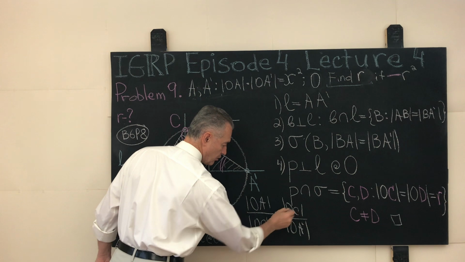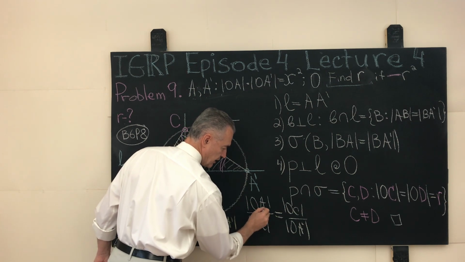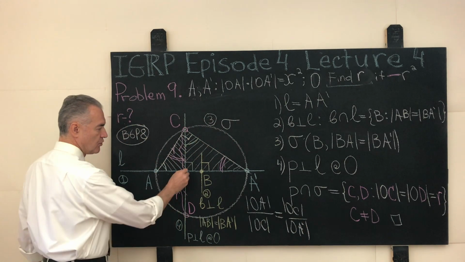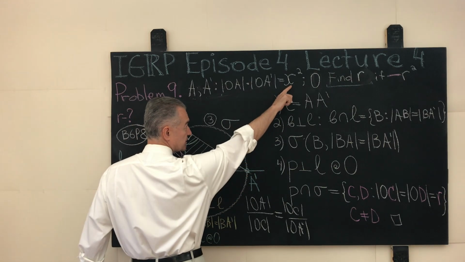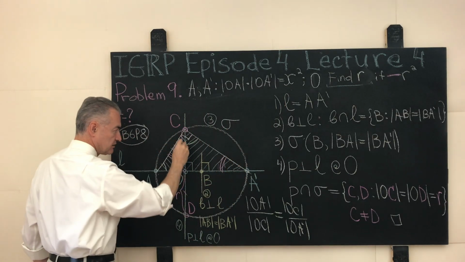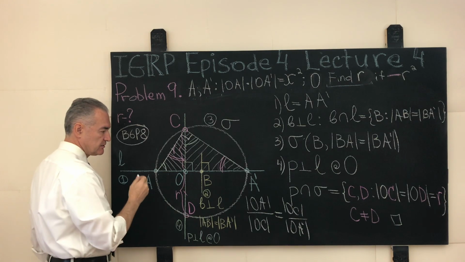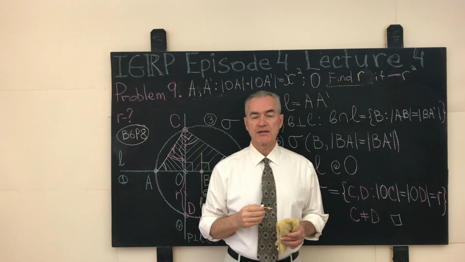Cross multiply: the product of the distances from O to A and from O to A prime will be equal to OC squared. But in this case, OC squared is precisely the radius x squared. So this is exactly that. This proves our claim, and that proof completes the solution of problem number 9.